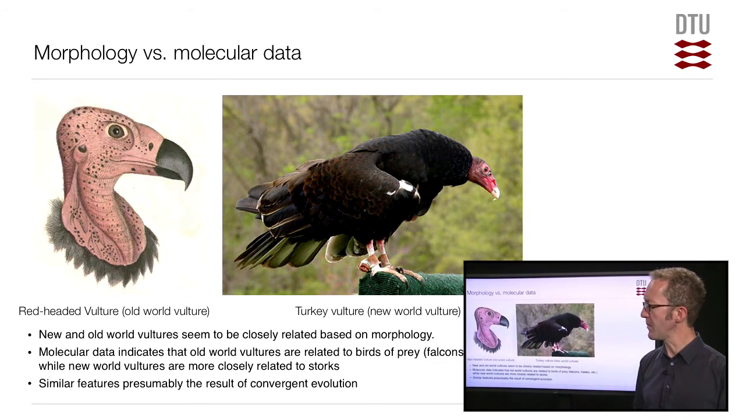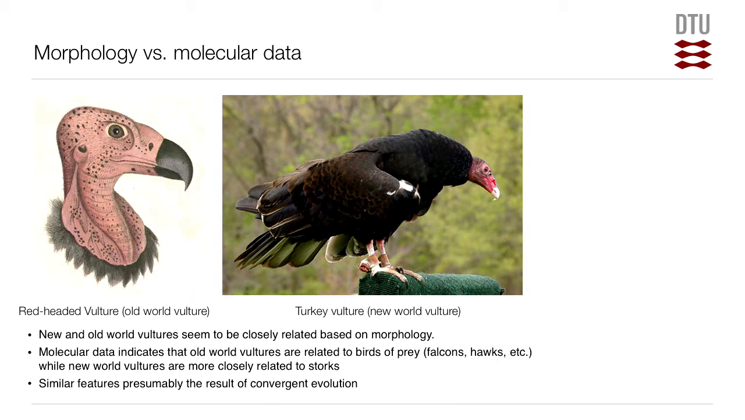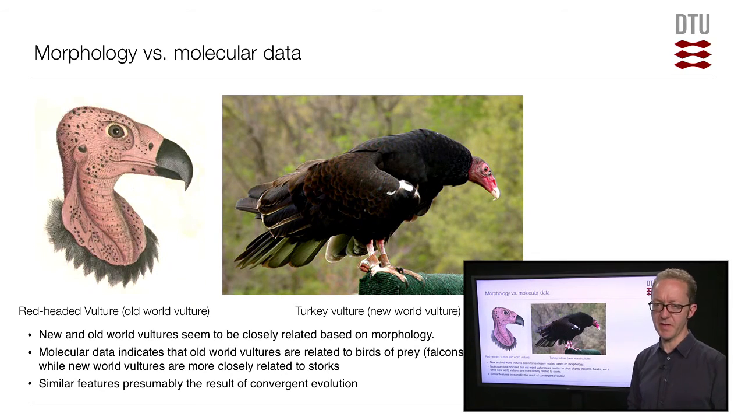For instance, in this example at the left, I have an illustration of a so-called red-headed vulture. That's a vulture living in the Old World, Africa and the Indies and Europe. On the right, we have a turkey vulture. It's a so-called New World vulture. Like the condors, it's living in the Americas.